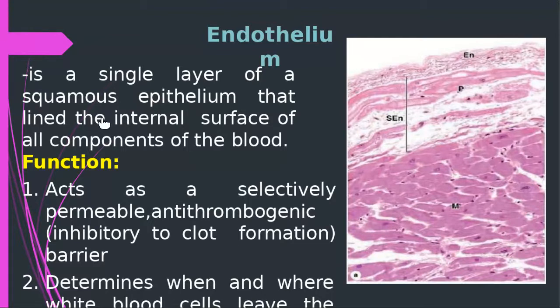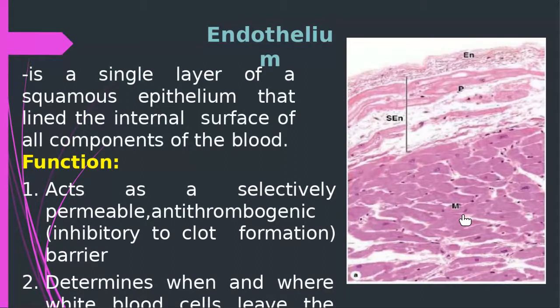So basically, what is endothelium? First of all, see this picture. In this picture, the upper layer is called your endothelium. Below that, where you are seeing this arrow, is basically your subendothelium. And this is your myocardial layer, or your myocardium, in which your cardiac muscle cells are there. Okay. So what is endothelium?